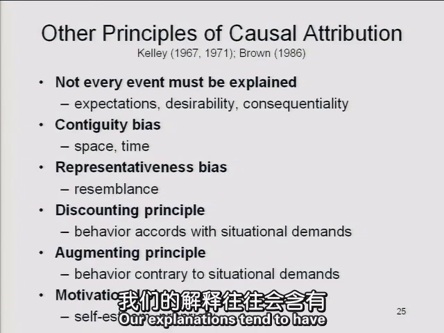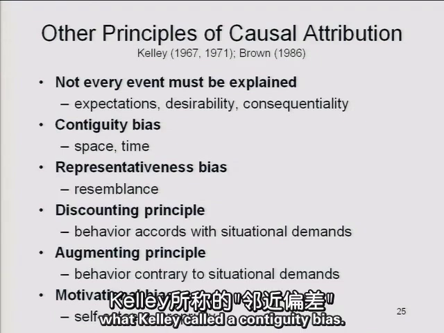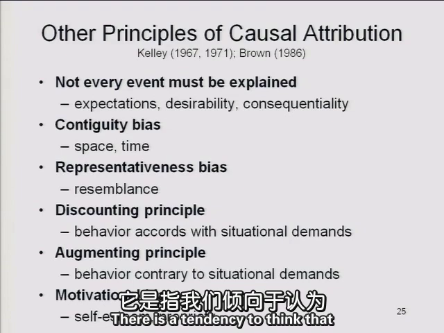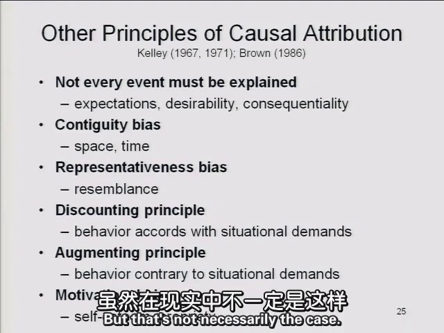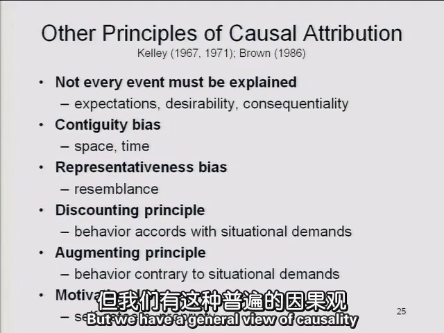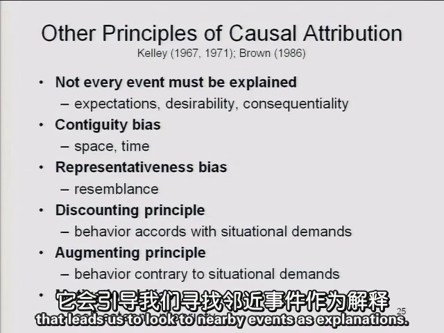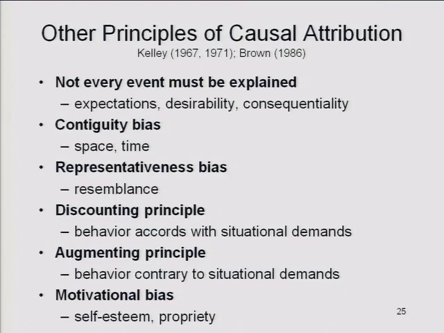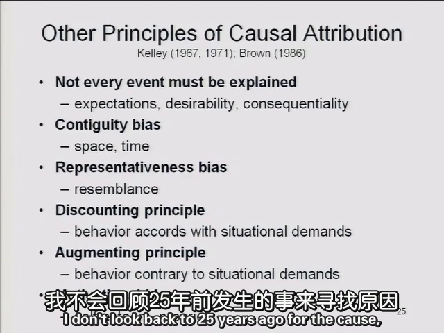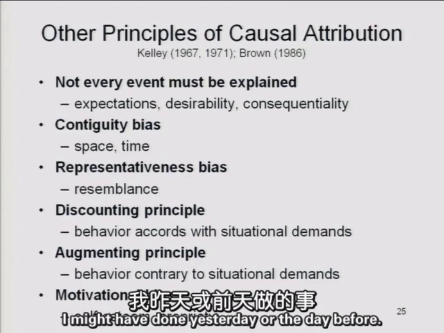Our explanations tend to have what Kelly called a contiguity bias. There is a tendency to think that causes and effects are close to each other in space and time. That's not necessarily the case, but we have a general view of causality that leads us to look to nearby events as explanations. Why did she yell at me? Well, I did forget her birthday, or something like that. Married 25 years, I don't look back 25 years ago for the cause. I look back to something I might have done yesterday or the day before.